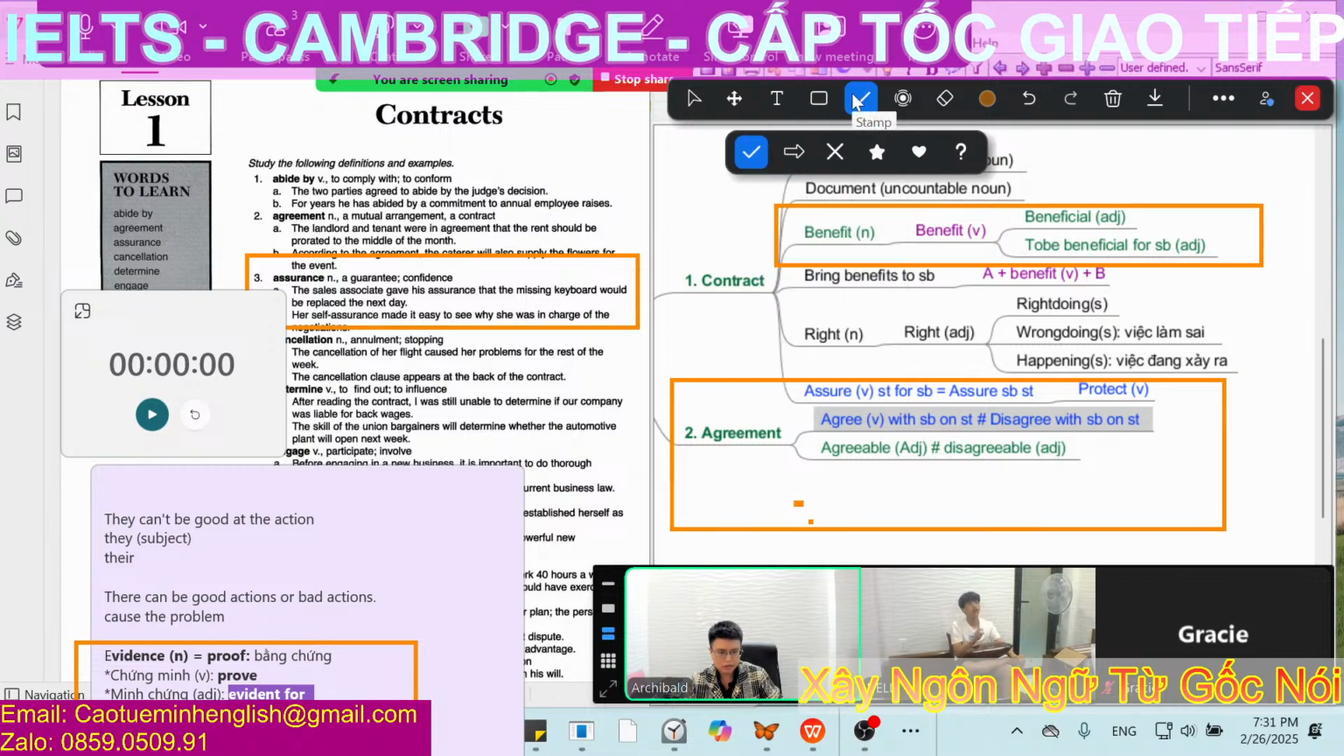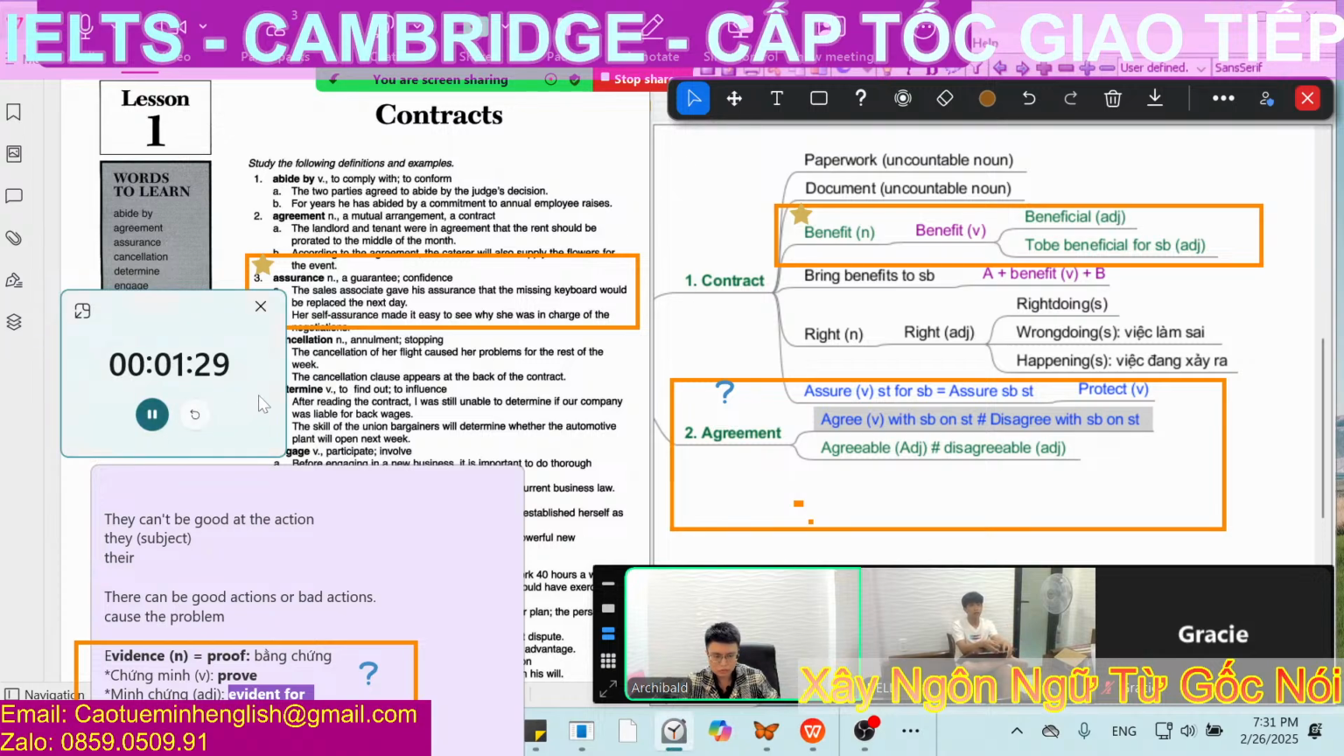The contract is evidence for your rights because when you have a contract, people can, no, you can assure about your rights when you're doing something with contracts. And when someone have disagree with you, they have to base on the contract to.